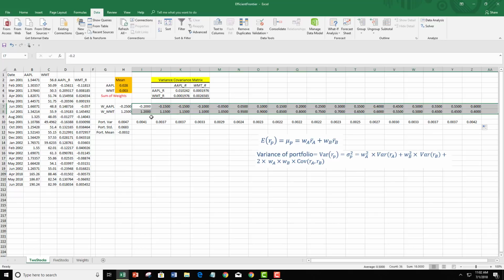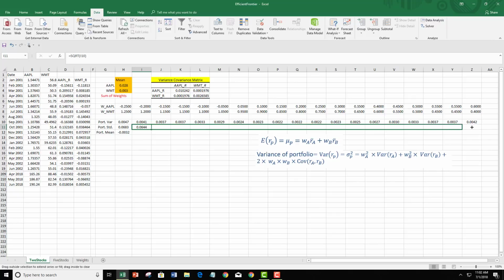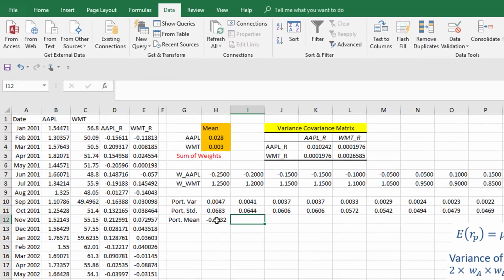All right, now I can do the square root, right? Square root for each of the portfolio variances and then compute the portfolio standard deviation. All right, so I got that too. Now I need to go and compute the portfolio mean. Again, I can use the same formula. What is changing? Portfolio weight is changing, but the averages are not changing, right?